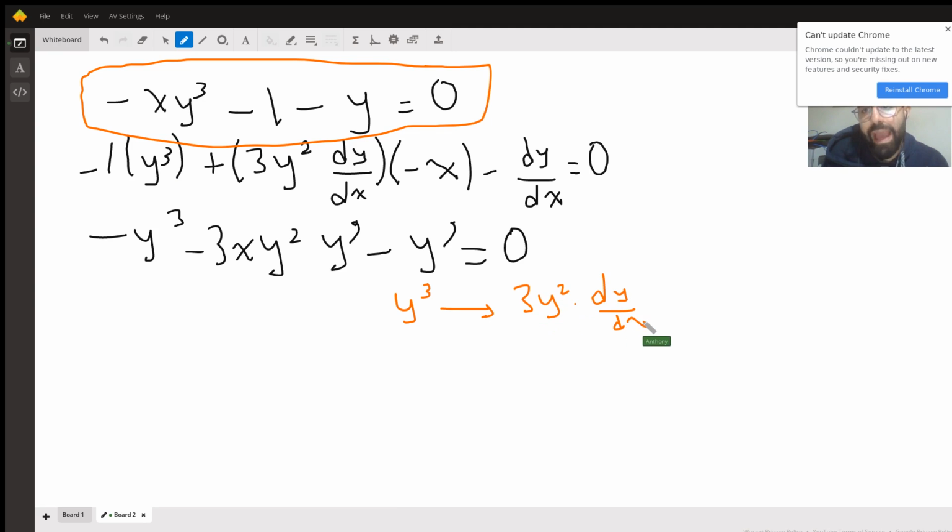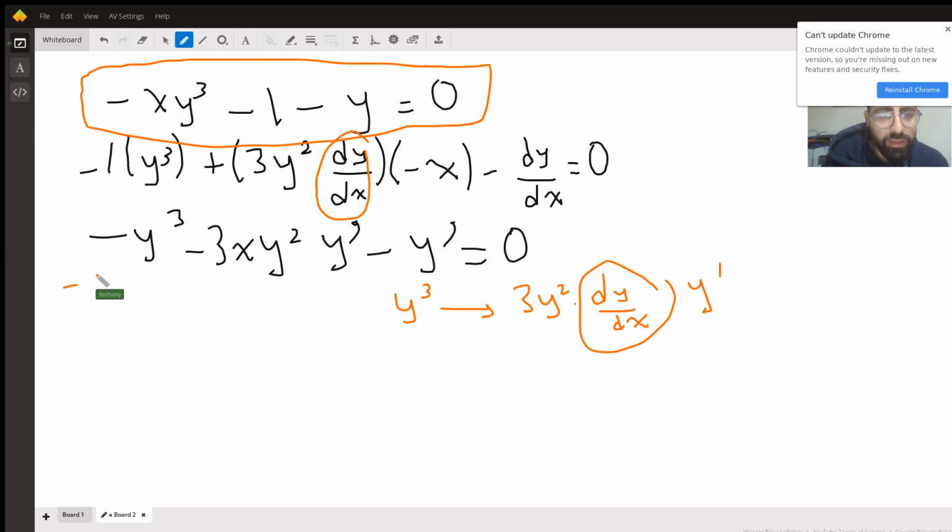So dy by dx, we can write y prime instead for simplicity. So that's 3y squared y prime multiplied by minus x. Then the derivative of minus 1 is 0 because negative 1 is a constant. And the derivative of y is dy by dx, which I would write as y prime just for simplicity. And the thing I need to do now is to replace y by 1 and x by negative 2.